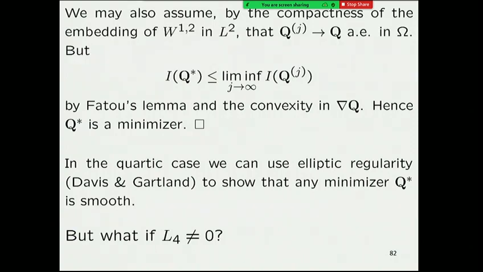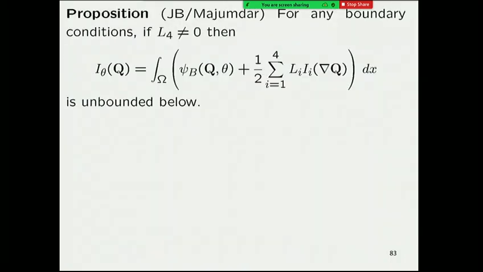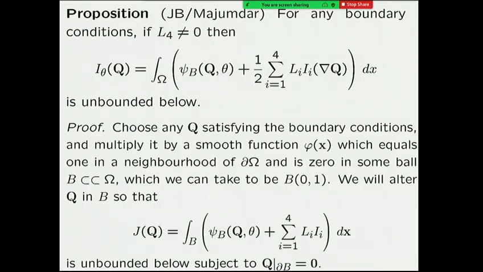But what about this funny condition that L4 is zero? What's going on there? So what happens if L4 is not zero? Well, then, this is joint work with Apala Majumdar, the energy is in fact unbounded below. So we certainly can't minimize it. So why is that? And it doesn't matter what the boundary conditions are, it's always unbounded below.